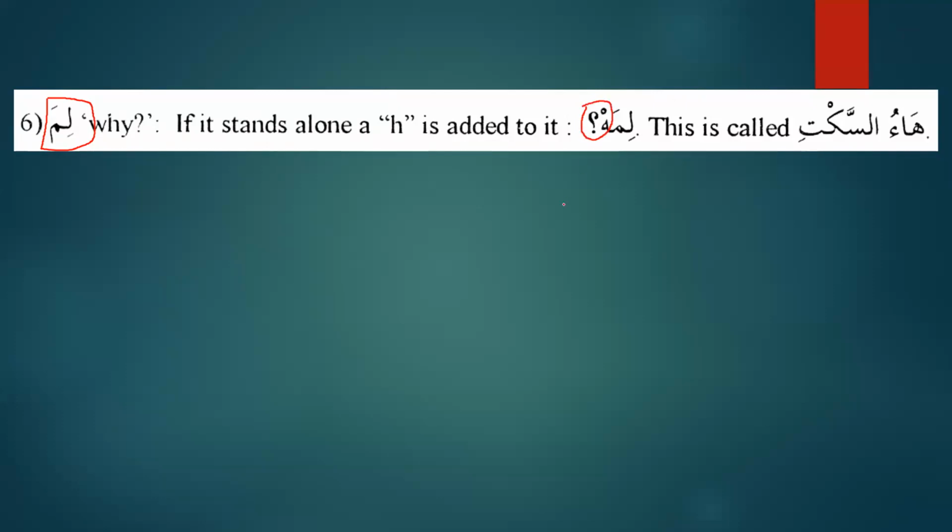For example, you say, Ana dhahabtu ila al-maktaba. I went to the library. And I say, Lima. Khalas, I stop over there. But if I want to say, why did you go to the library? Then I will say, لماذا ذهبت إلى المكتبة? So it is used only by itself. It cannot be used with the question itself.